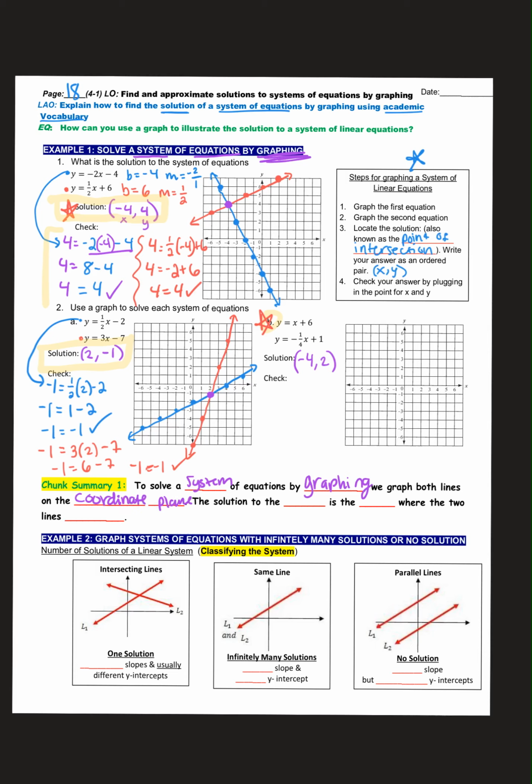The solution to the, what are these called? Systems. So the solution to the system is the point where the 2 lines intersect.